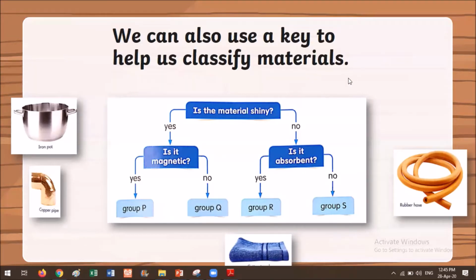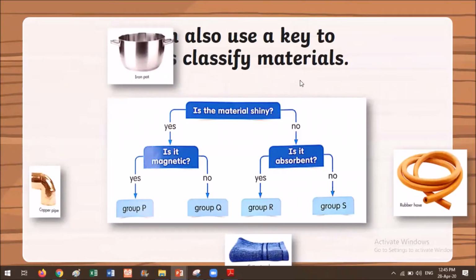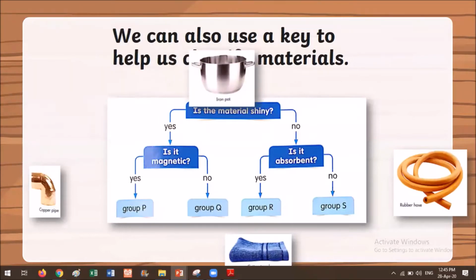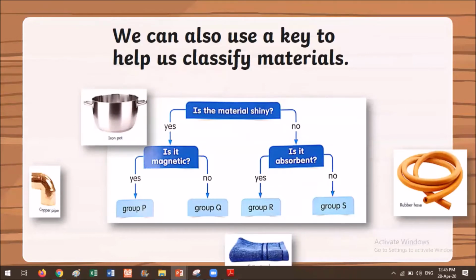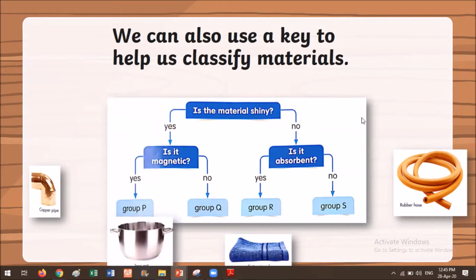Okay. And next one was Muhammad. Hello, Muhammad. So can we do the next one, please, Muhammad? The iron pot. Is the iron pot shiny? Yes. Good. So we take it down to the yes side. Is the iron pot magnetic? Yes. Excellent. Thank you, Muhammad. So we take it to group B.